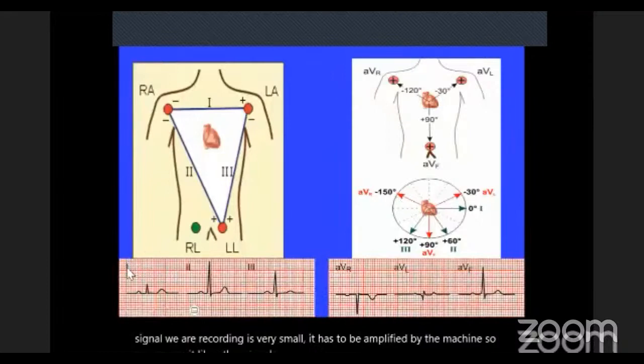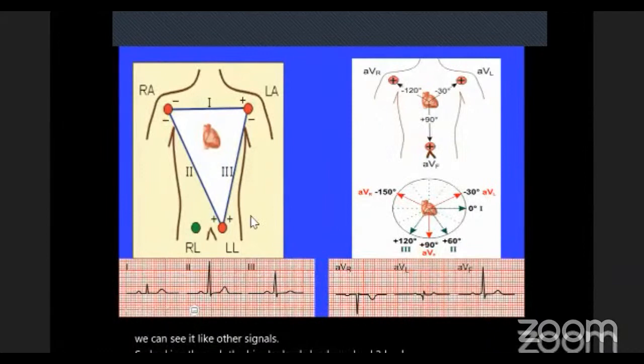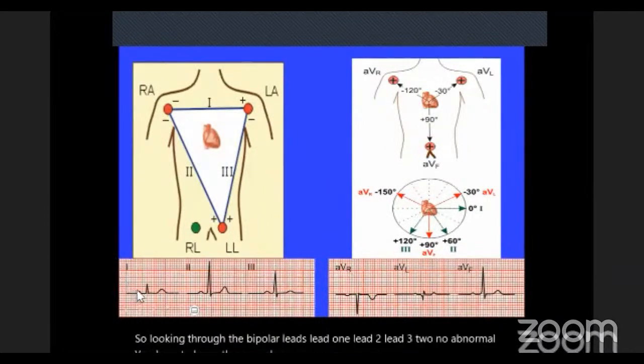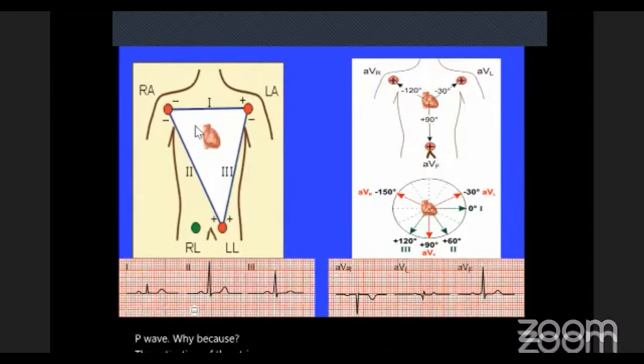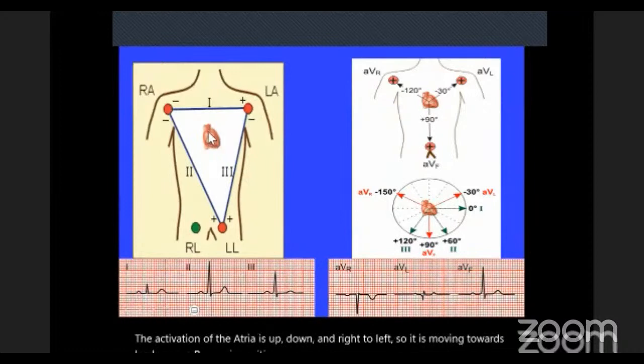Looking at the bipolar leads, lead 1, lead 2, lead 3, to know what is abnormal, you have to know the normal first. Normally lead 1 has a positive P wave. Why? Because the activation of the atria is up, down, and right to left, so it is moving towards lead 1, and the P wave is positive. Activation of the ventricle is from up, down in this direction, so mostly towards the positive electrode of lead 1, so there is a positive R wave and T wave. Lead 2 is the same, it is in the inferior surface, so the P wave would be positive and the QRS complex would be positive.